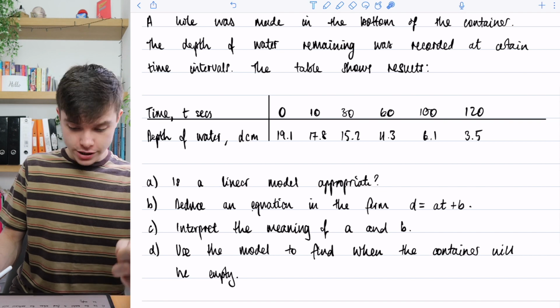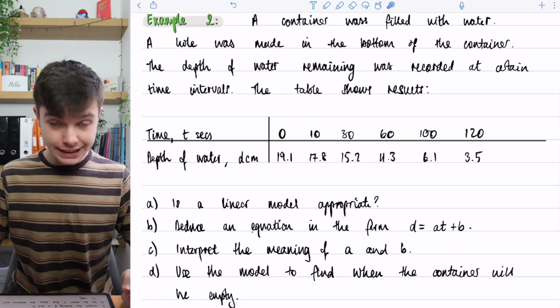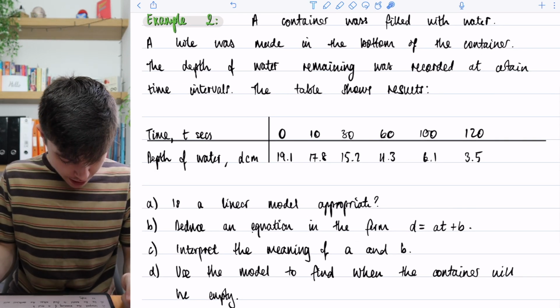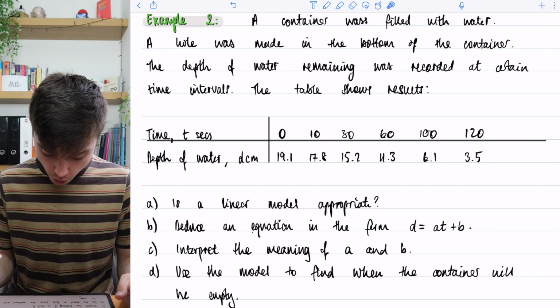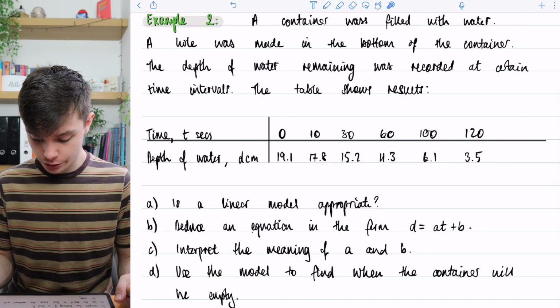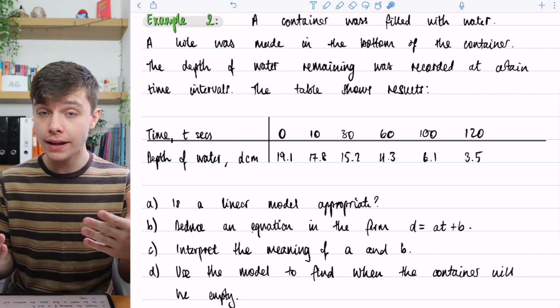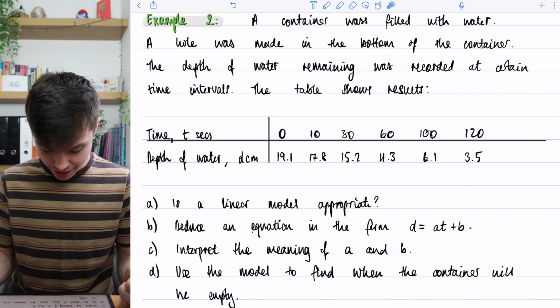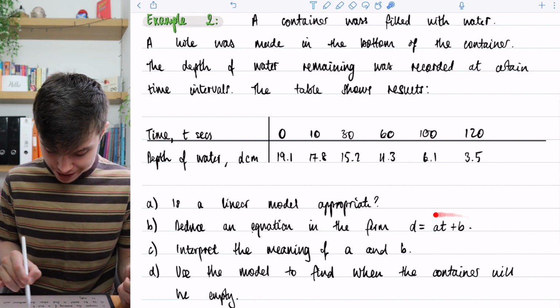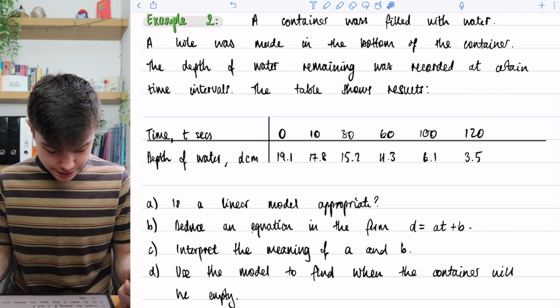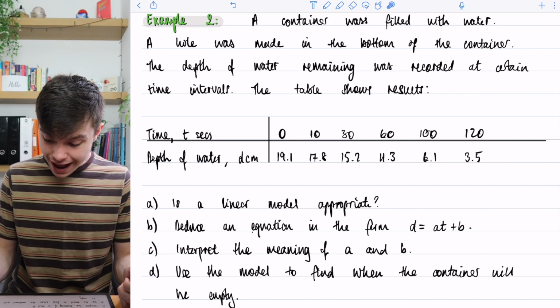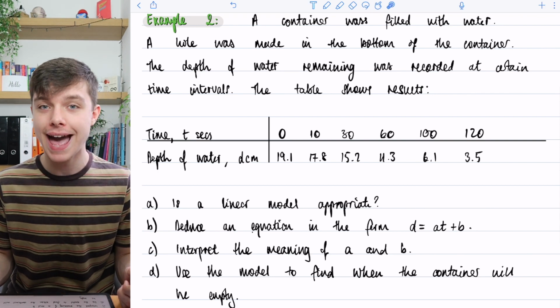We've got 4 questions here. It says, is a linear model appropriate? Part B says deduce an equation in the form D is equal to AT plus B. What are the meaning of A and B? You'll find the values of A and B in part B. And then D says use the model to find when the container will be empty.